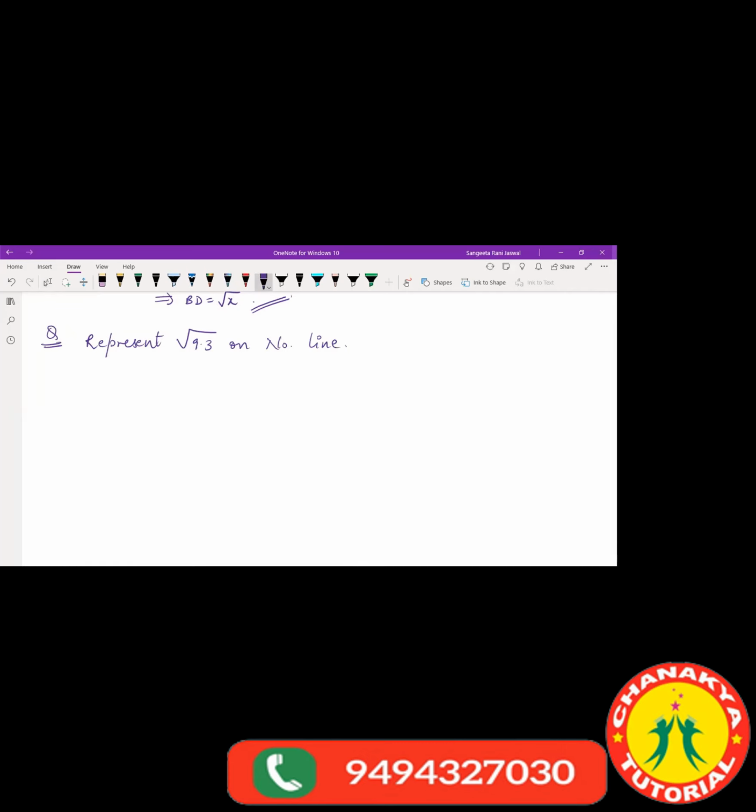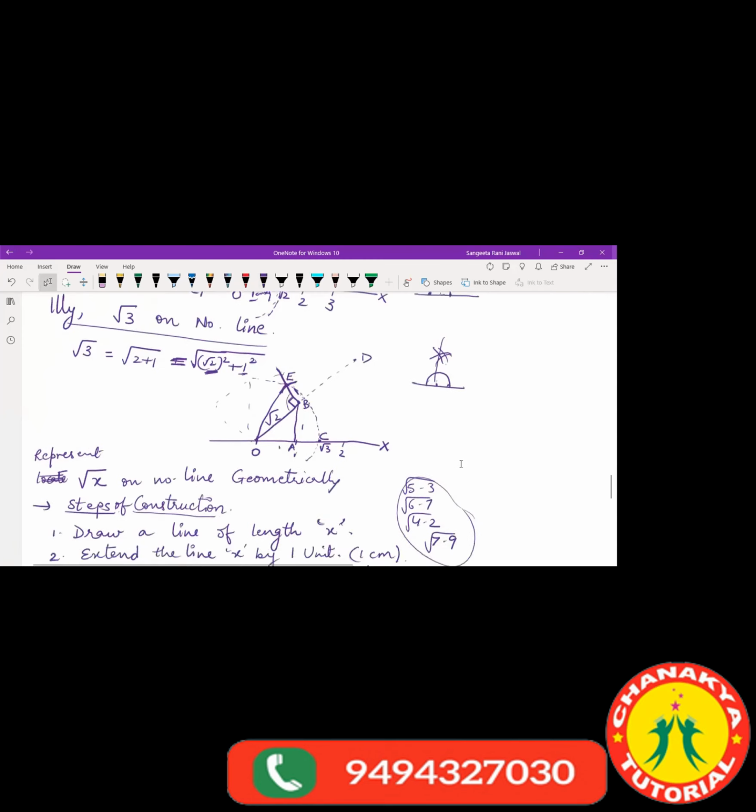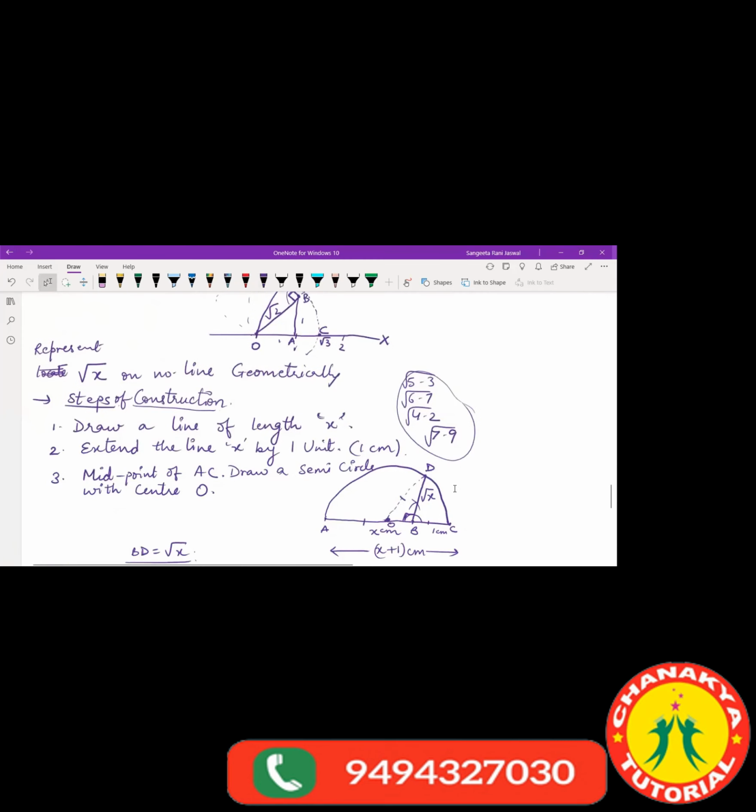So let's do this. What was the first step? Draw a line of length x centimeters. I had given you these steps. Then my second step was extend the line x by 1 unit, so 1 centimeter. Then the third step was take the midpoint of the complete line and draw a semicircle over it from the midpoint.